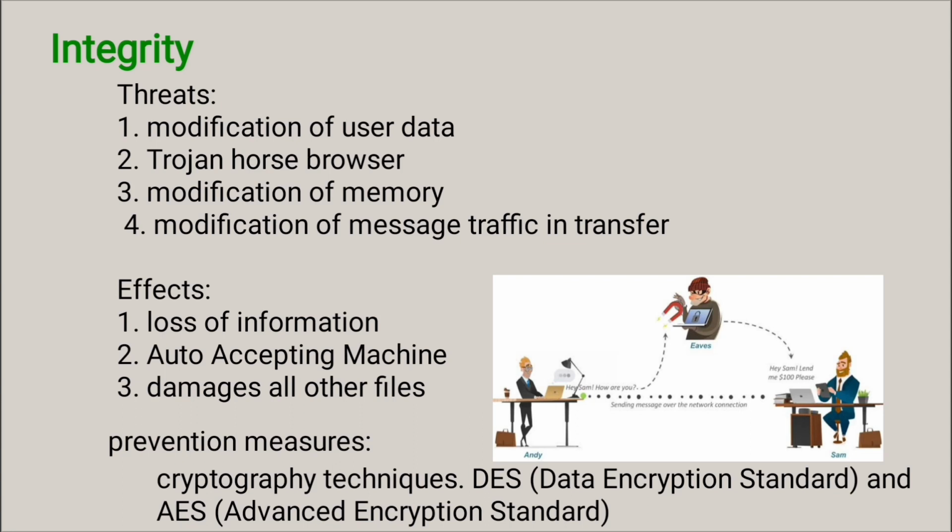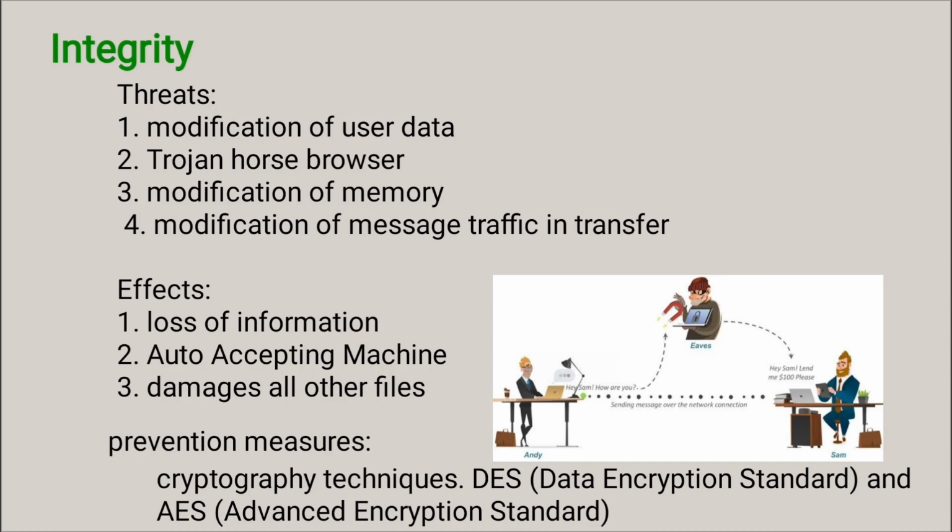Here from this figure there are two persons, Andy and Sam. They both want to converse using mail. Andy is sending a message, "Hey Sam, how are you?" And Sam is receiving a message like, "Hey Sam, lend me $100 please." So in the meantime, the attacker has intercepted and modified the message. This is called an active attack.